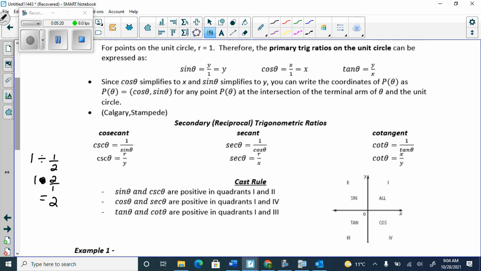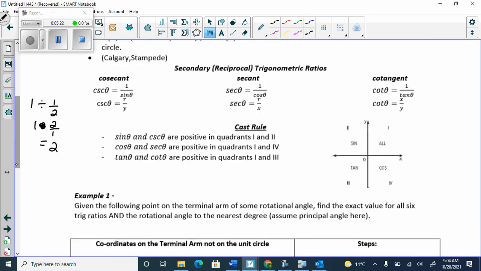Let me go through the CAST rule, which you talked about last year. So, with CAST, it goes C-A-S-T.